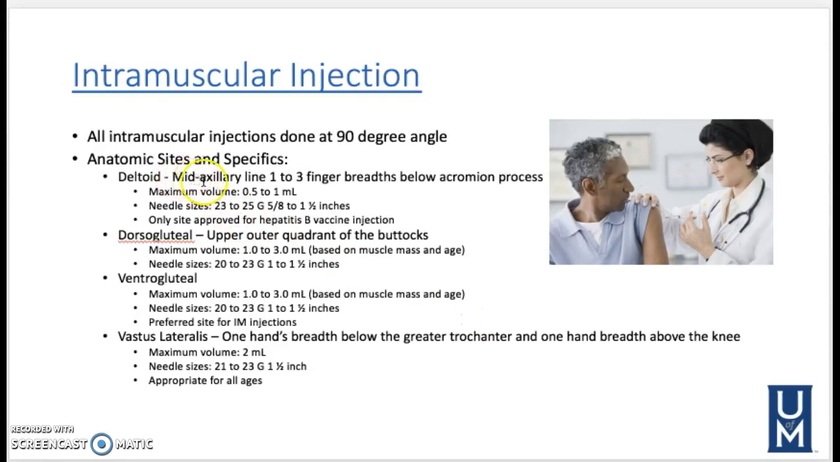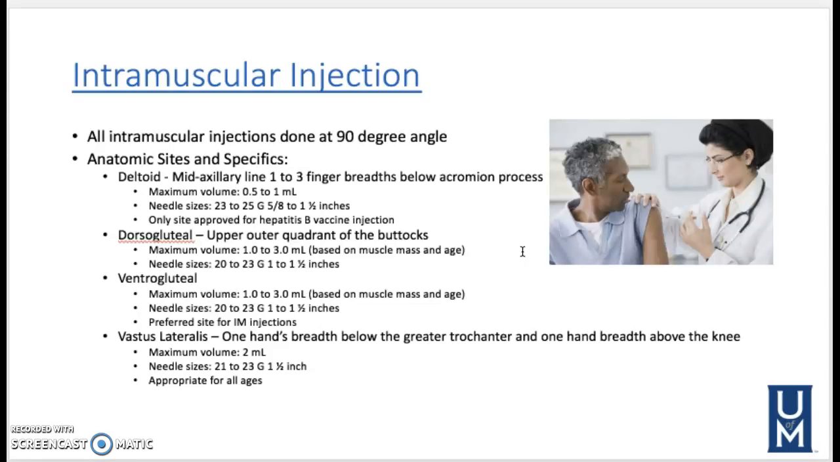This is given in the mid-axillary line, 1 to 3 finger breadths below the acromion process. The acromion process is that bony point that sticks out at the end of your shoulder, and you're going to use your fingers and just measure 1 to 3 finger breadths below that, and that's where you'll use that deltoid muscle. Here you can give a maximum of 1 milliliter inside that muscle. It's a smaller muscle, so it can't hold quite as much as these other sites that we're going to talk about in just a second.